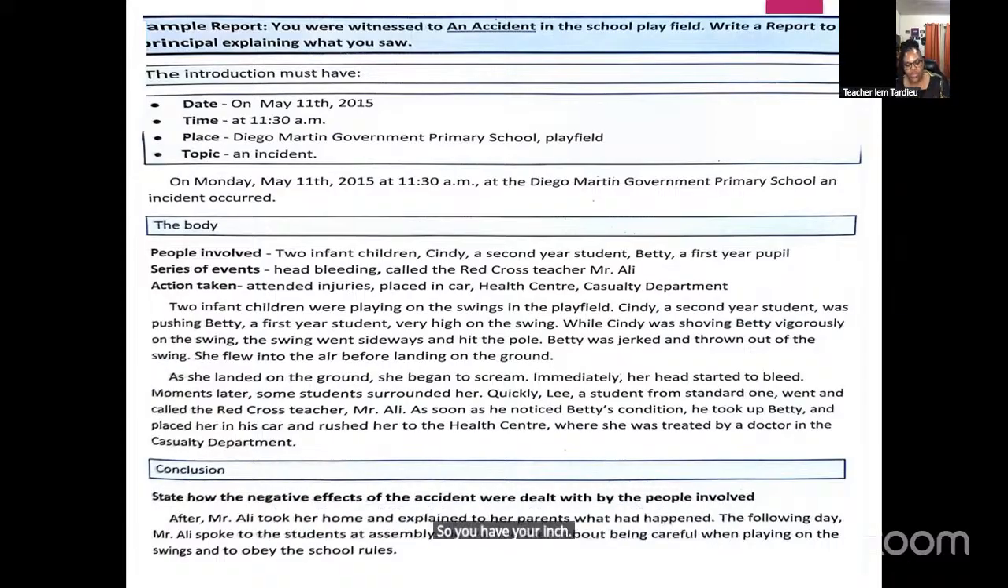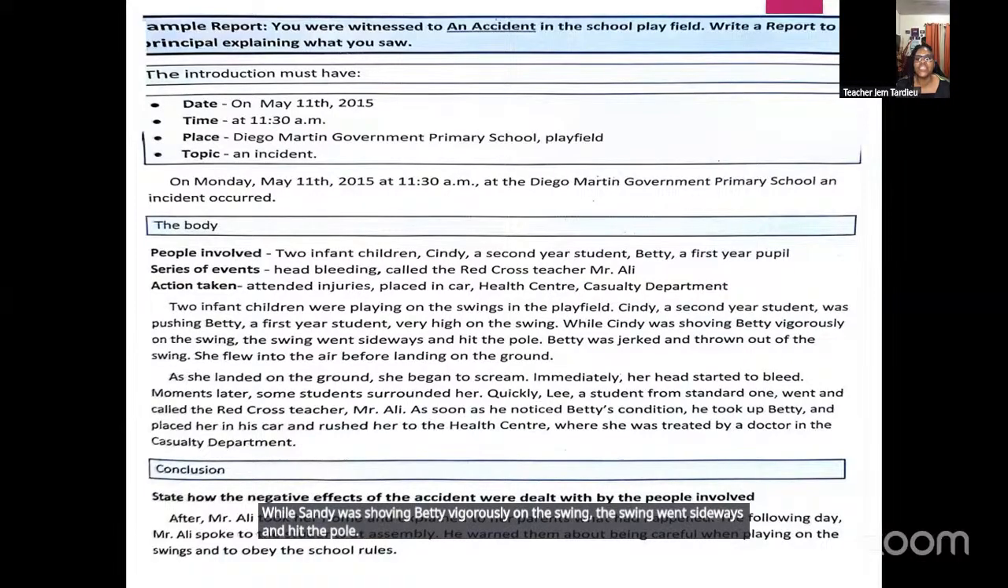In your body, you begin now to explain the details of what happened. Two infant children were playing on the swings in the field. Cindy, a second year student, was pushing Betty, a first year student, very high on the swing. While Cindy was shoving Betty vigorously, the swing went sideways and hit the pole. Betty was jerked and thrown out of the swing. She flew into the air before landing on the ground. As she landed on the ground, she began to scream. Immediately, her head started to bleed.